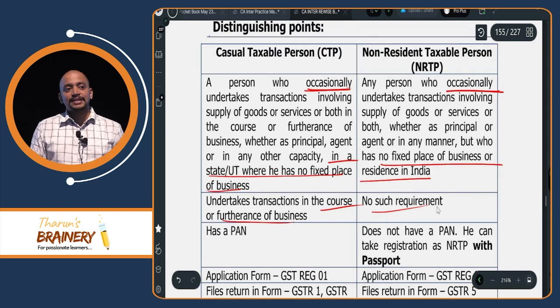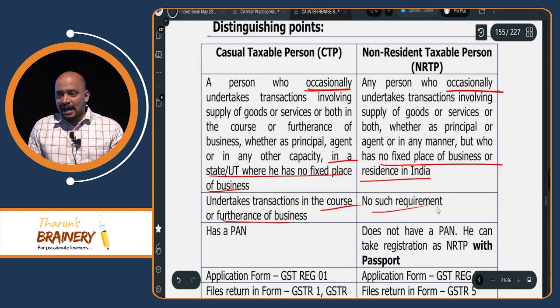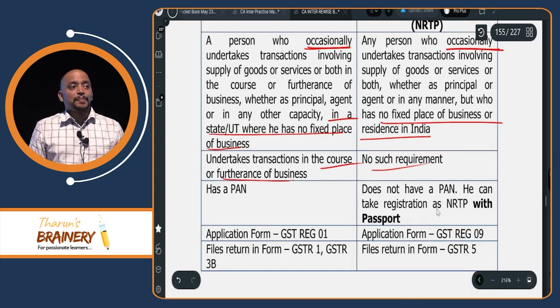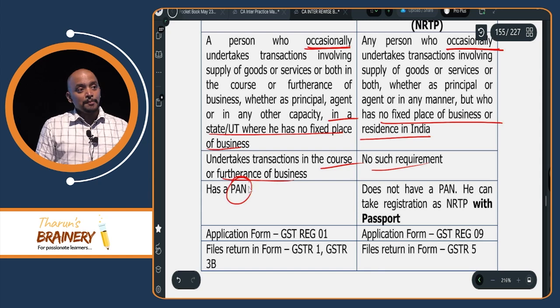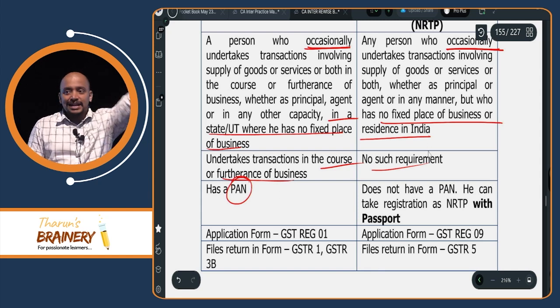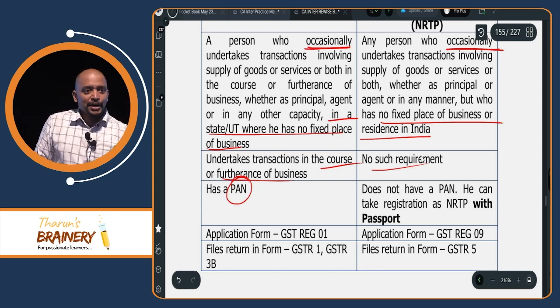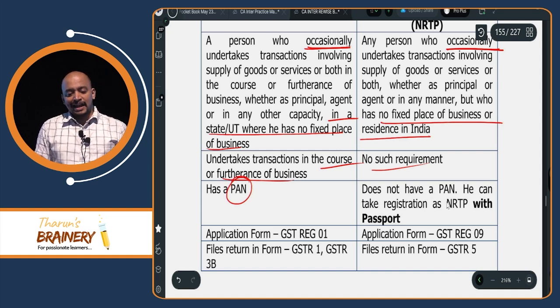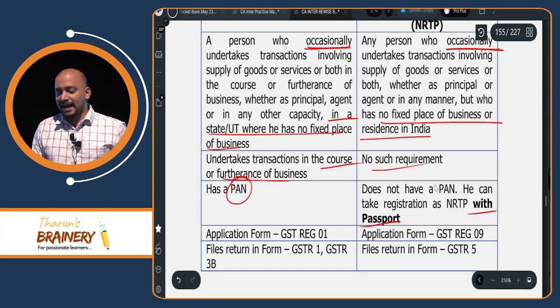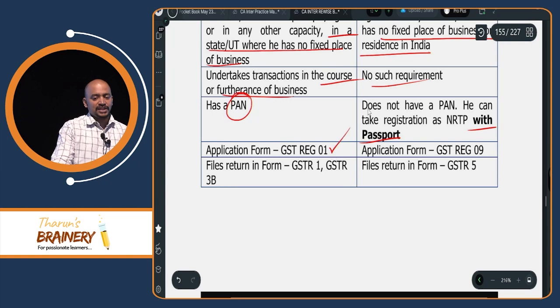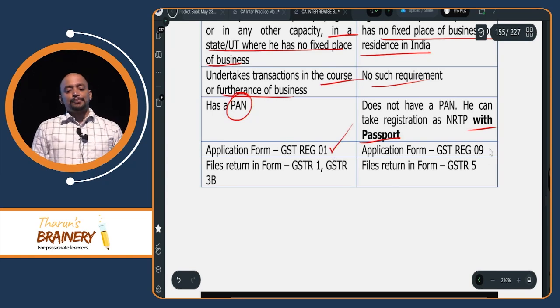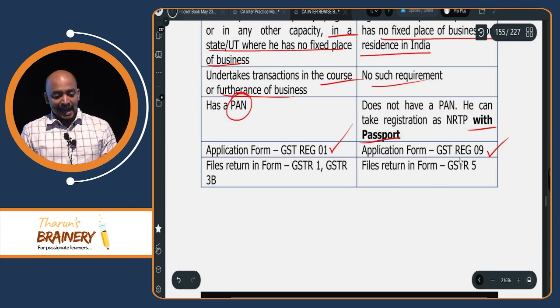CTP, as he is a person in the state, so in India, so definitely he will have a permanent account number. So using his permanent account number, he will get the registration. But NRTP is from outside India, means they will not have a permanent account number. So using their passport, registration will be granted. And CTP will make application for registration in REG1 and NRTP will make application for registration in REG9.